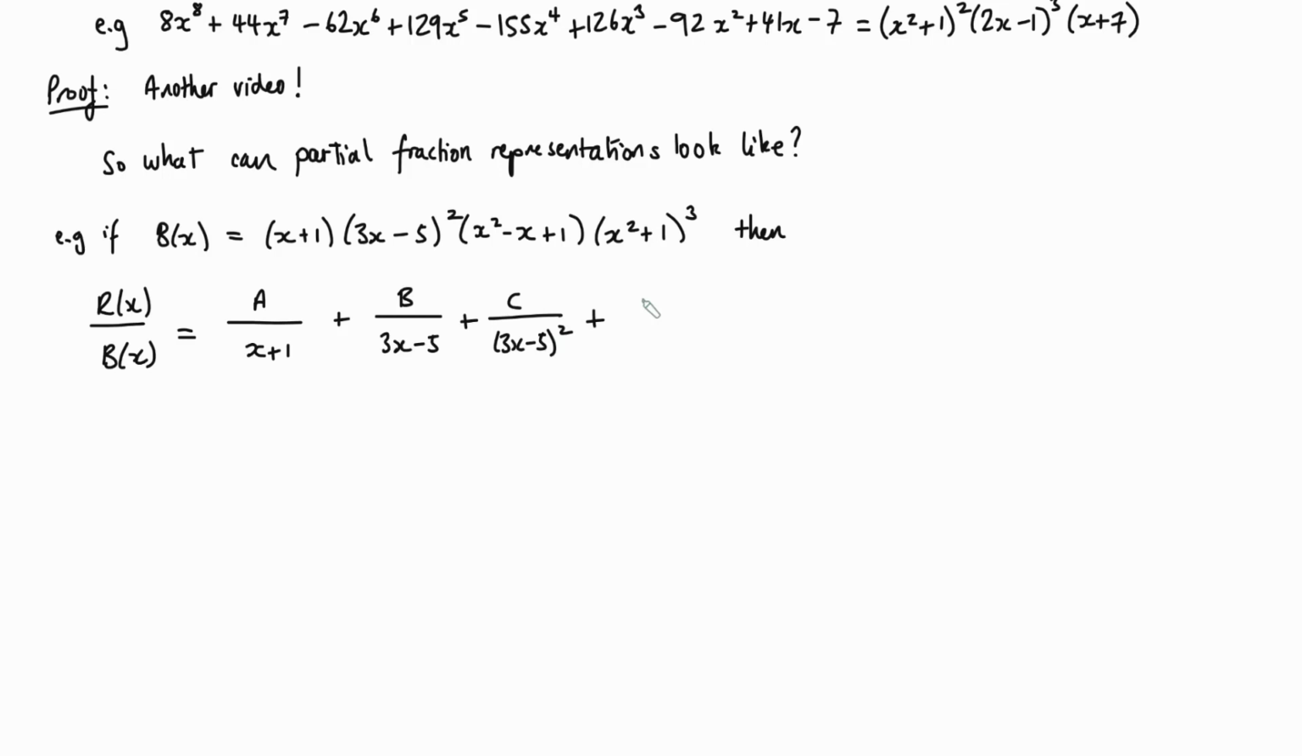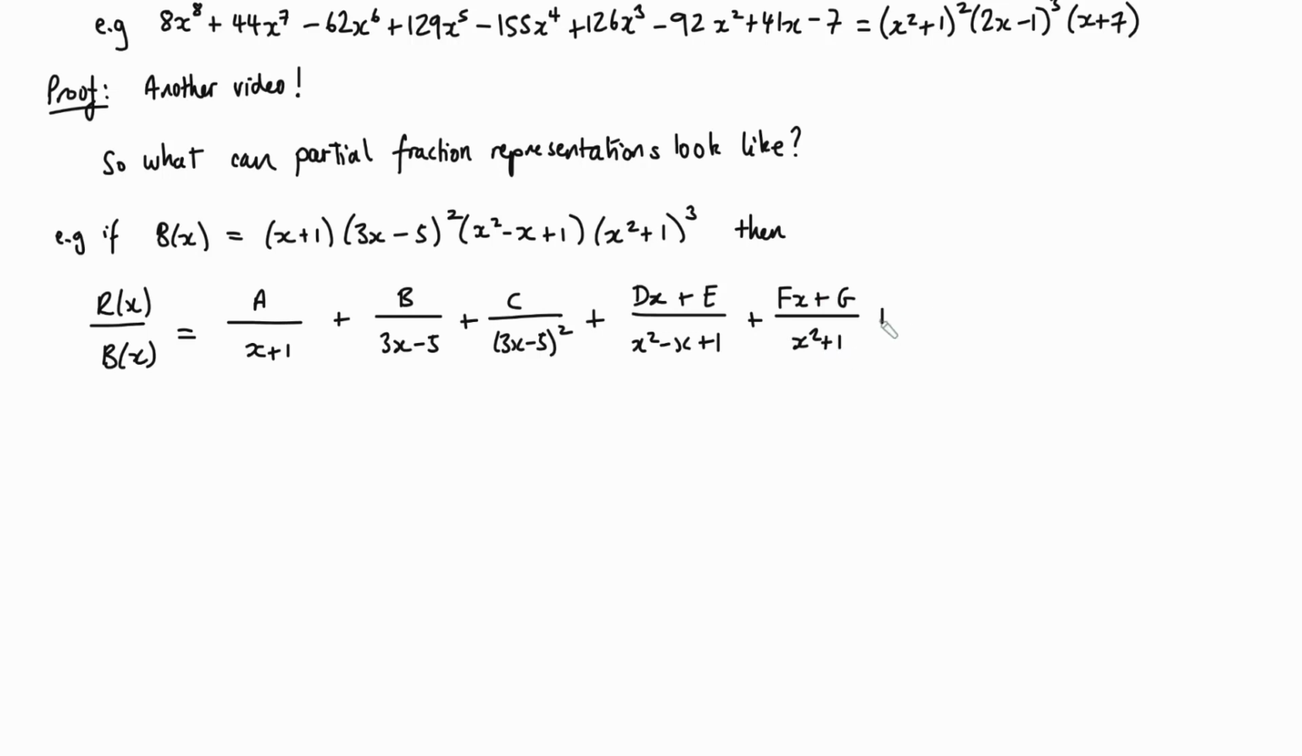Again, A, B, C, all of these capital letters are just ordinary real numbers here. And if I had a higher order term, like 3x minus 5 cubed or to the 4th power, I'd have extra terms like a constant over 3x minus 5 cubed and 3x minus 5 to the 4 as well. So you get the highest one and all of the ones lower than it. And for the irreducible quadratics, we get the same sort of thing, but on the top of the irreducible quadratic, we might get a linear term now, right?